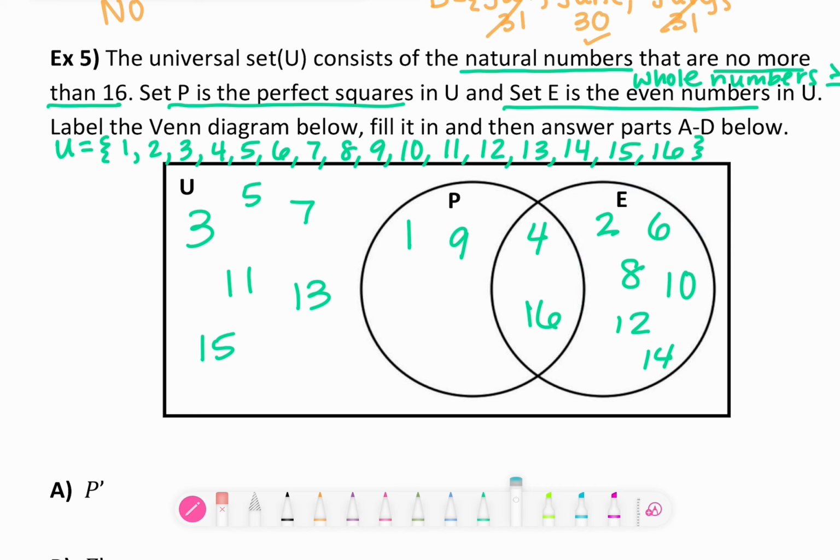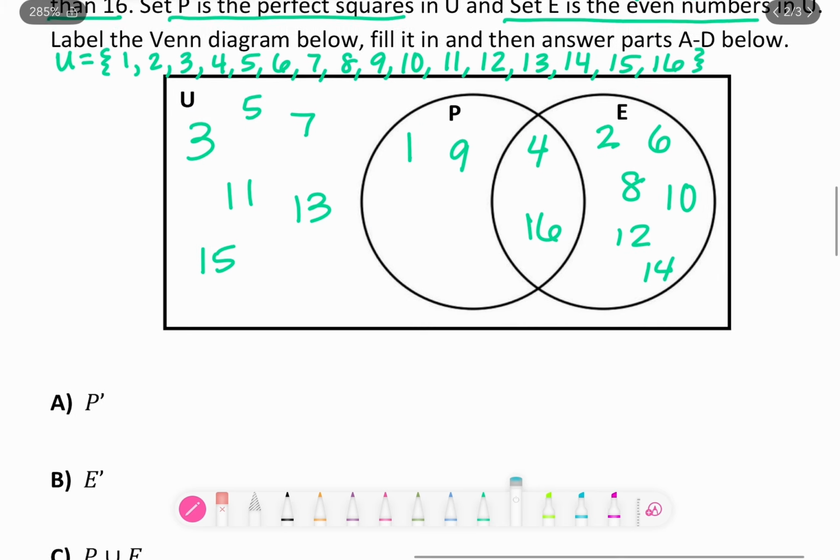So just keep in mind, these values inside P all count as an element of P. So P has 4 elements, 1, 9, 4, and 16. Everything in the E circle counts as an element of E, even if it's in the intersection. So it has 1, 2, 3, 4, 5, 6, 7, 8 elements. The intersection itself is really easy to see. It has 2 elements. And then the neither in P nor E is these elements out here, 1, 2, 3, 4, 5, 6. All right, so now let's answer the questions below.